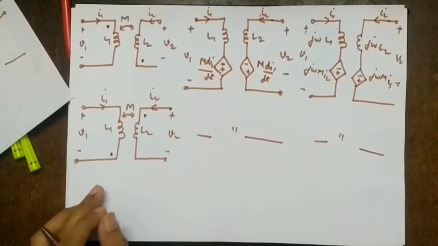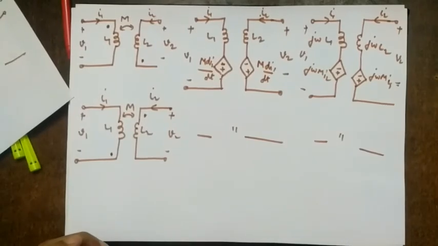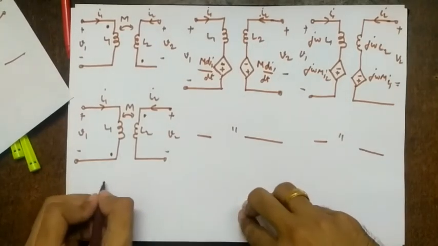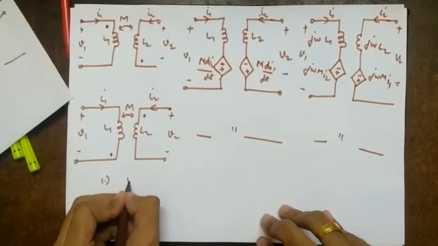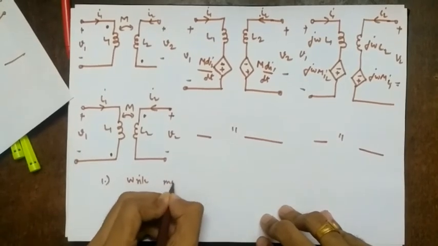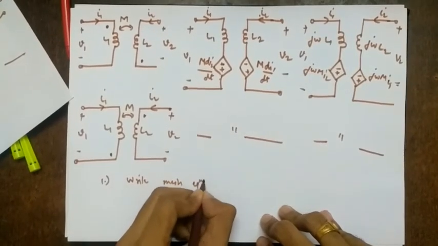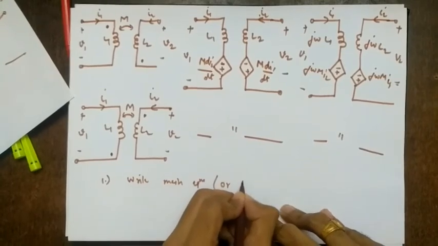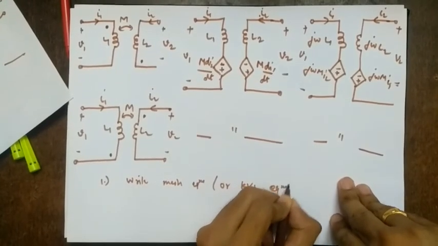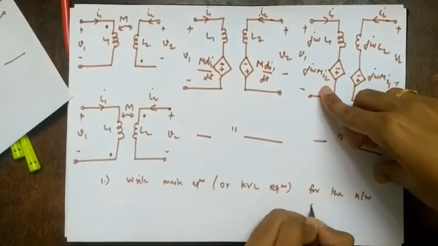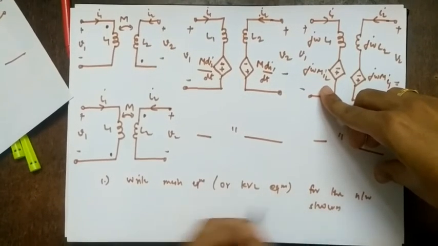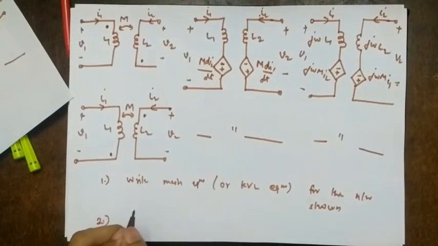Okay, so the next lecture we will solve problems. There are two types of sums asked based on this. The first type is they'll give any network and ask you to write mesh equations or KVL equations, one and the same thing, for the network shown. So this is the first case. And what is the second case?